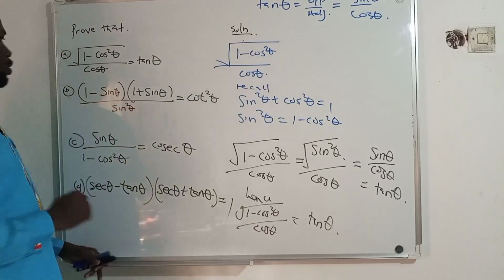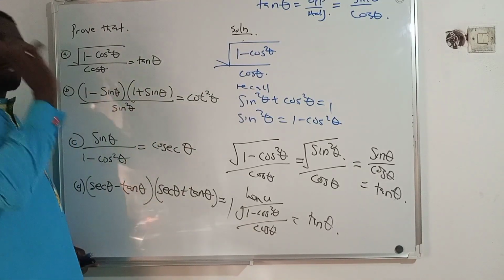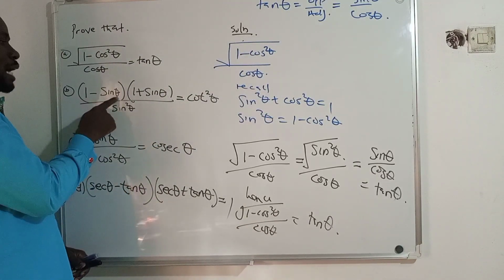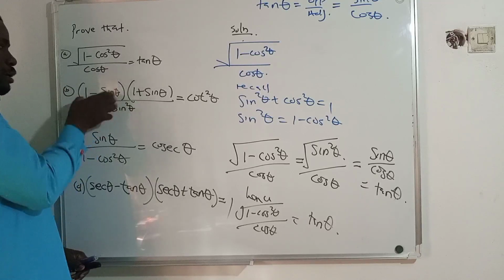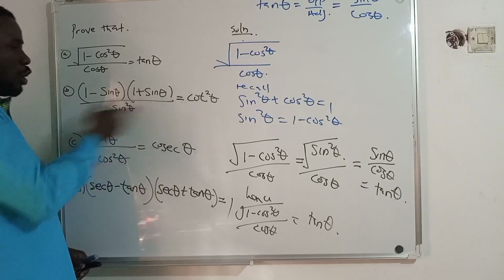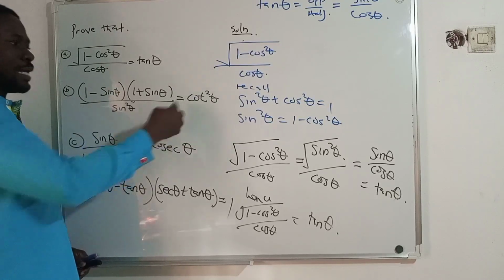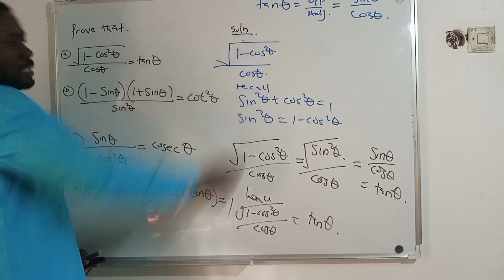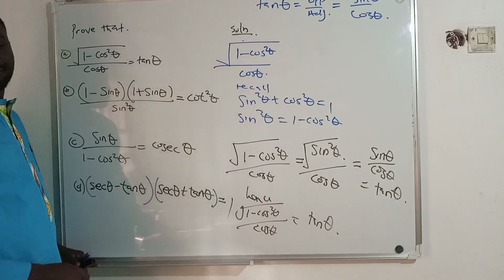Now look at the second question. The second question says we should show that 1 minus sine theta, bracket open and close, 1 plus sine theta, bracket open and close, all over sine squared theta is equal to cot squared theta. Cot squared theta.